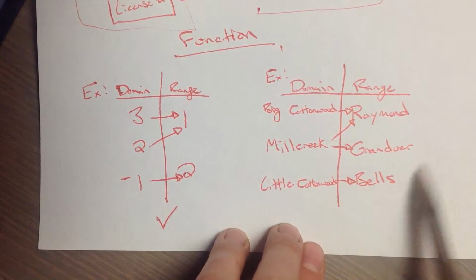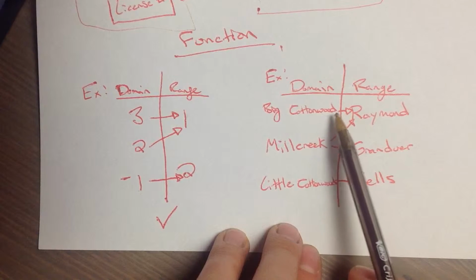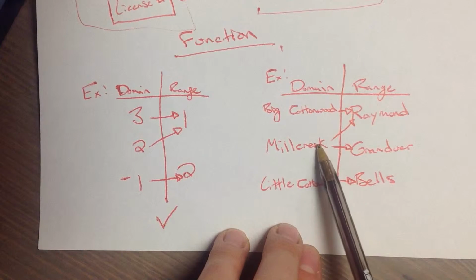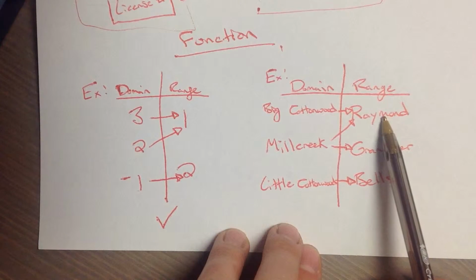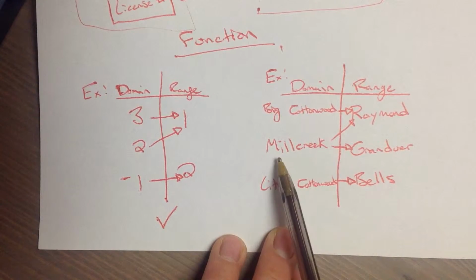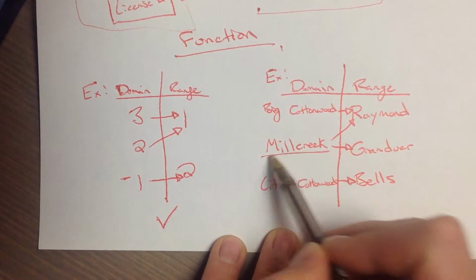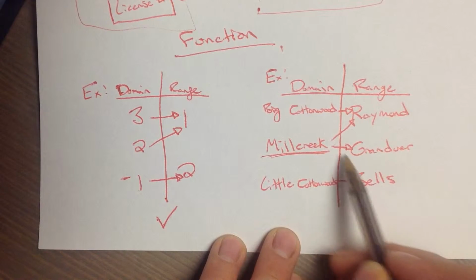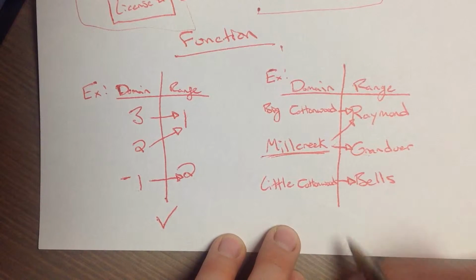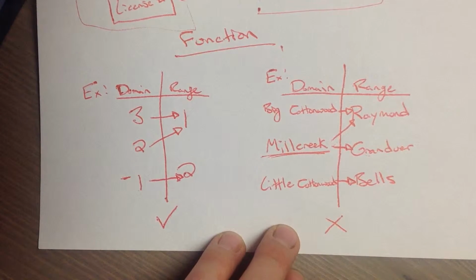Whereas over here with this example, notice how even though both of these domain elements go to the same range, that's okay. The problem happens when one thing in the domain goes to two things in the range. This makes it so it's not a function.